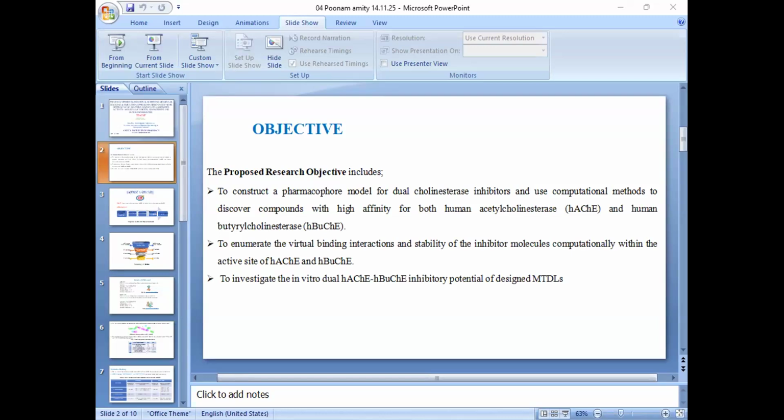The current flow of work is we have taken two targets over here, two enzymes. That is, first is human acetylcholinesterase, and the other one is butyrylcholinesterase.